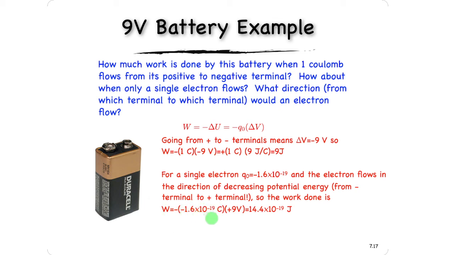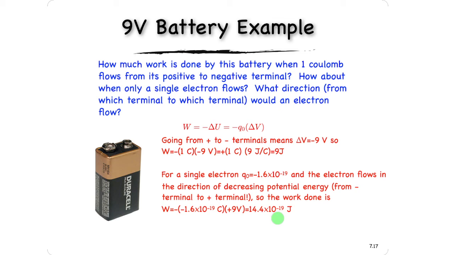And remember, an electron has about 1.6 times 10 to the minus 19 coulombs worth of charge and is negative. And the voltage is going up by 9 volts from the negative to the positive terminal. And the work done is minus the change in potential energy, so that's why I've got this minus sign here. And so that gives me a positive 14.4 times 10 to the minus 19 joules.